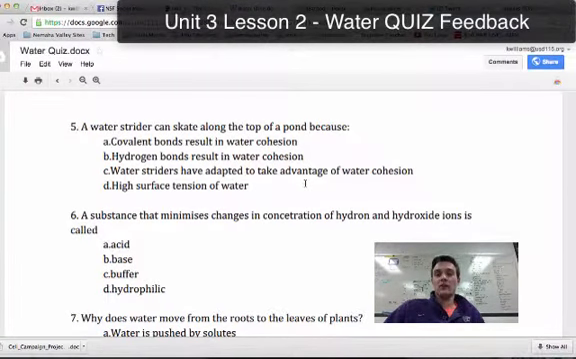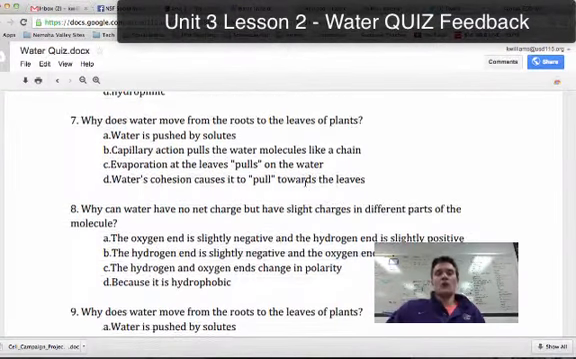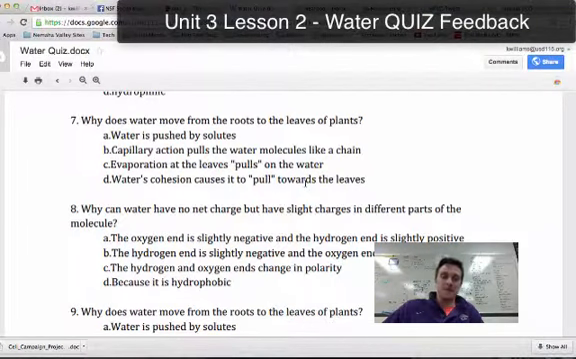Number 5, water strider. How can it skate along the top of the pond? It's because of D, the high surface tension. A substance that minimizes the changes in concentration, so it slowly dilutes it, is what that question's kind of saying. What substance slowly takes a strong acid or a strong base and makes it a weak acid or weak base? That's C, a buffer. Why does water move from the roots to the leaves of plants? Capillary action. Okay, capillary action. All right, that'd be B.